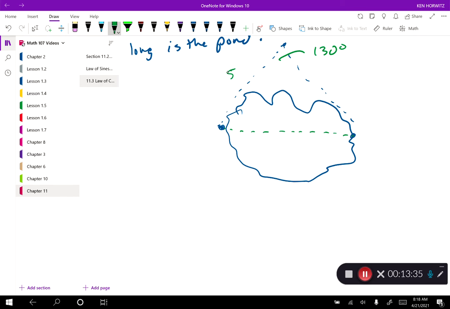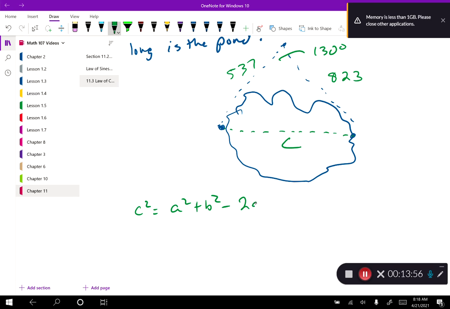and the distance to one of the points was 537. The distance to the other point was 823. All right, and really what we're looking for, I'll call it side C. So I could say like C squared equals A squared plus B squared minus 2AB cosine C.